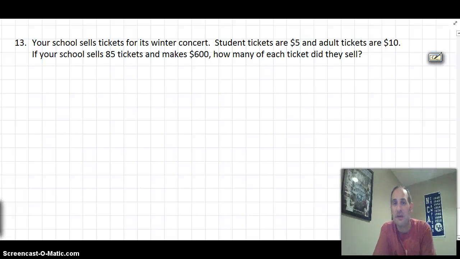All right, guys, on number 13, you're going to notice that there is no system given to you, but they do give you enough information, if you read it carefully, to realize that you can solve this system of equations, or this particular problem, where you want to know how many tickets we sell.